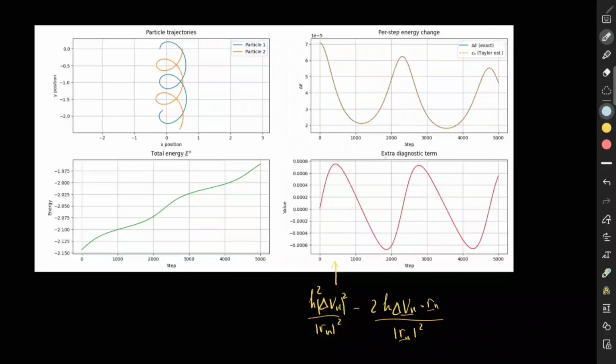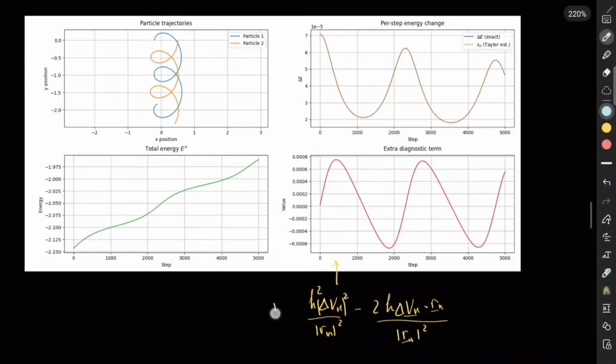And this diagnostic term is actually this thing I've written here. That's literally the value that we were expanding on in the Taylor expansion. So we had something like (1 + this) to the minus a half. And remember, we can only Taylor expand if this term is small. And you can see that it's pretty small. So the Taylor expansion is fittingly good.